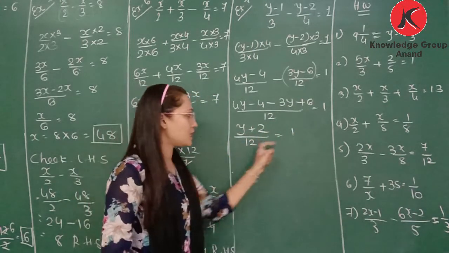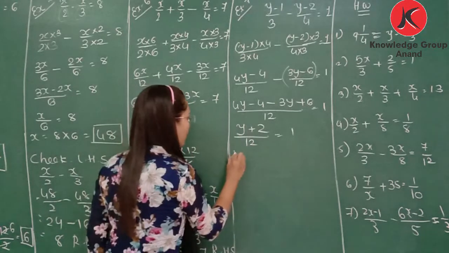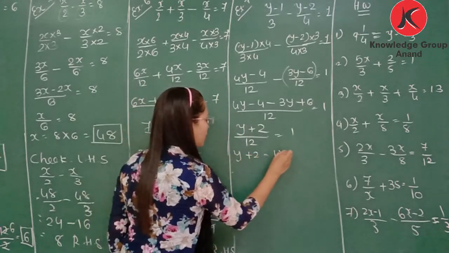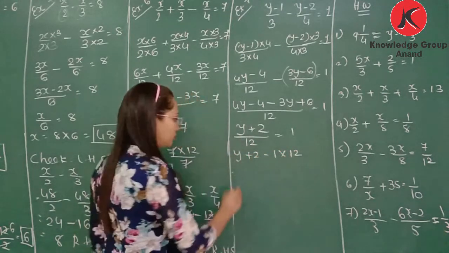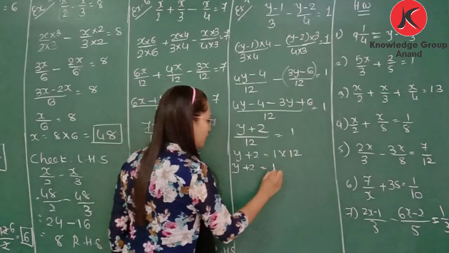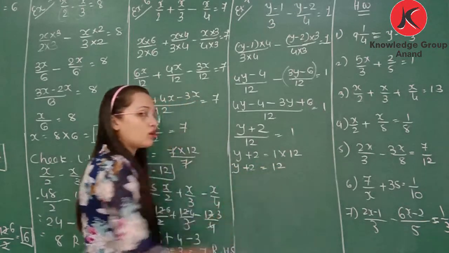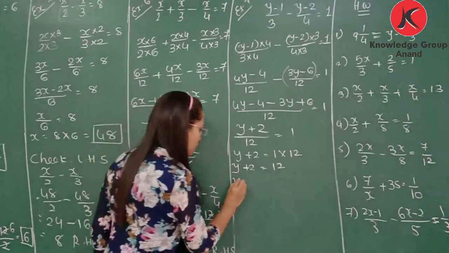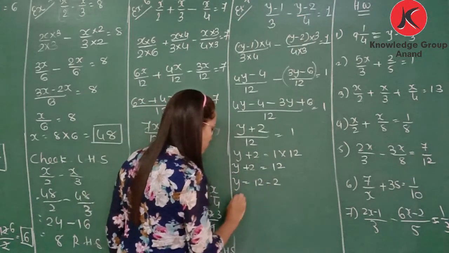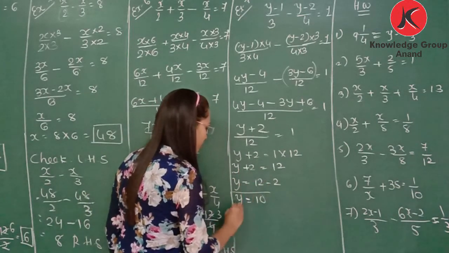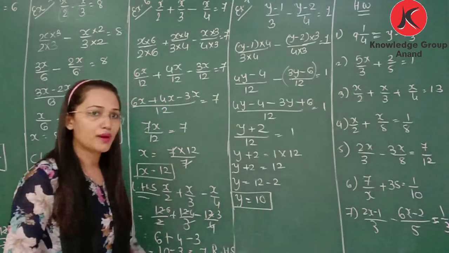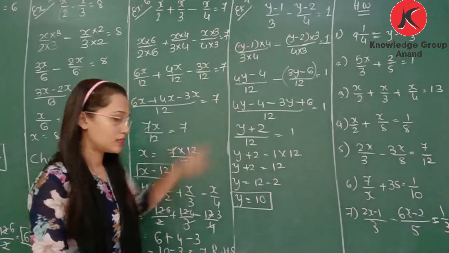Now 12, that is in a divide, becomes multiplication. So y plus 2 is equal to 1 multiplied by 12. y plus 2 is equal to 12. Now 2 on the right side becomes subtraction. So y is equal to 12 minus 2. y is equal to 10. Again you can check your answer by writing the value in the equation. Let's check.